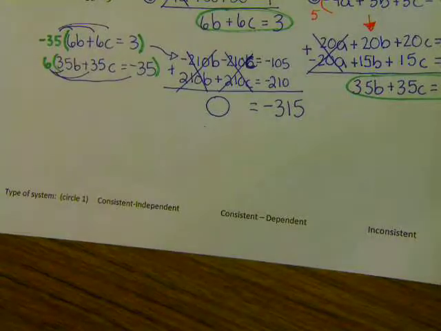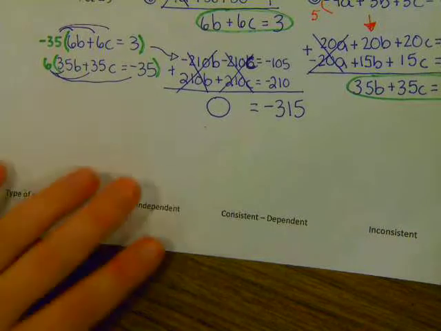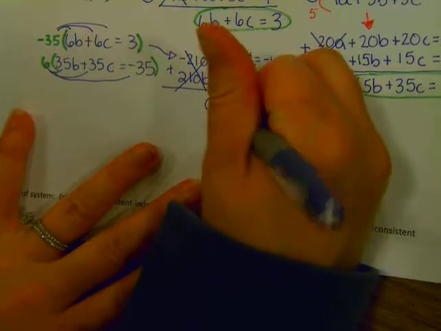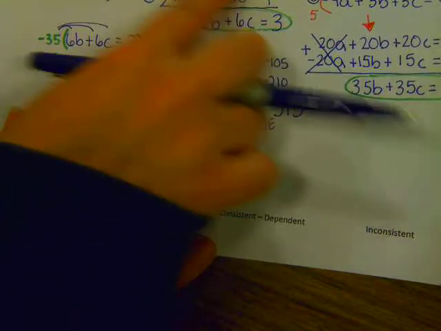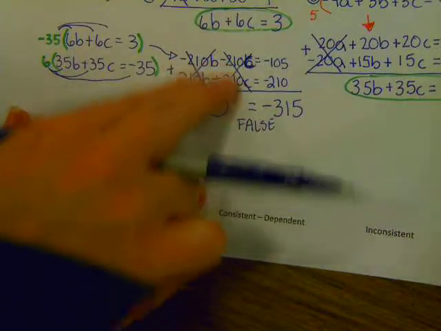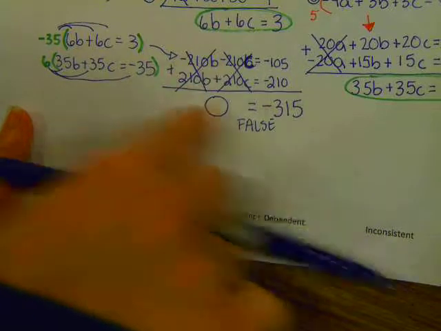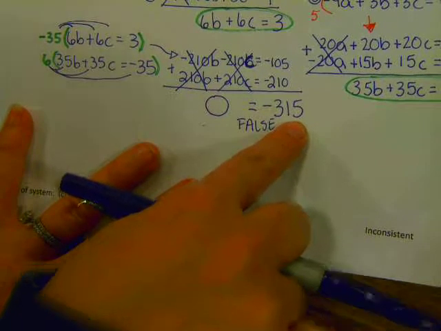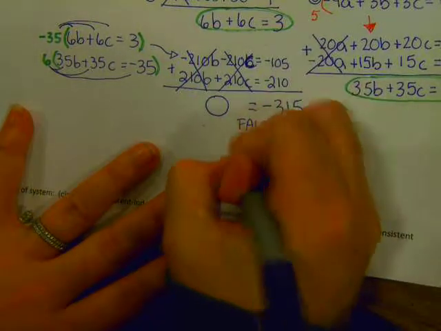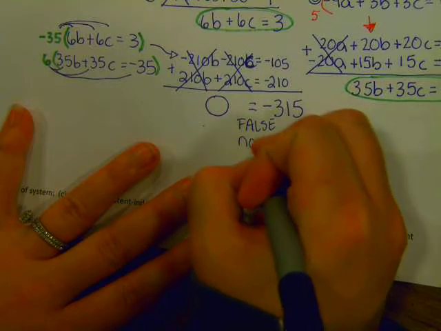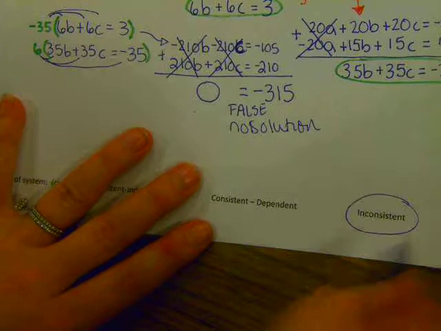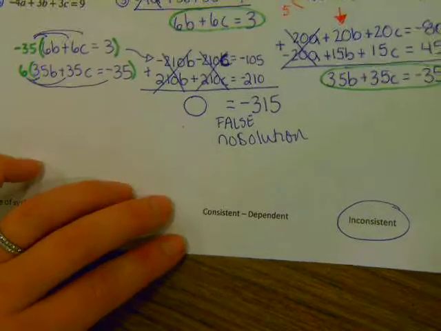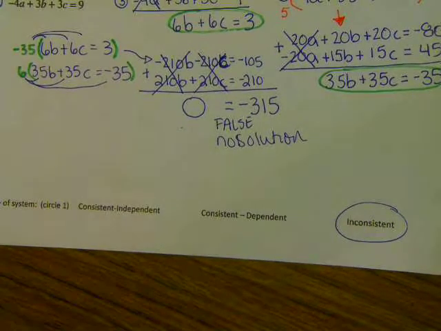Now, this is where you have no solution. This is a false statement. So at any point in the problem, it could have happened right away. If you get rid of both letters and it says 0 equals some number, it's not a true statement. This is no solution. Which, remember, we classify as an inconsistent system. Okay, we classify it as an inconsistent system, no solution.